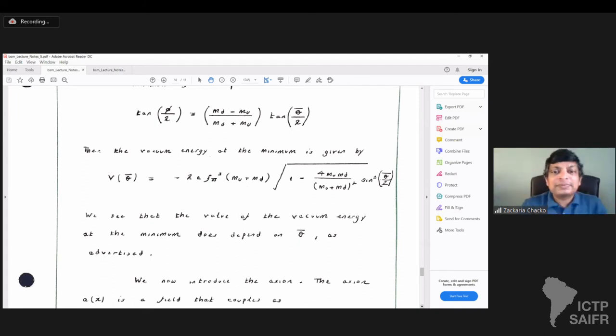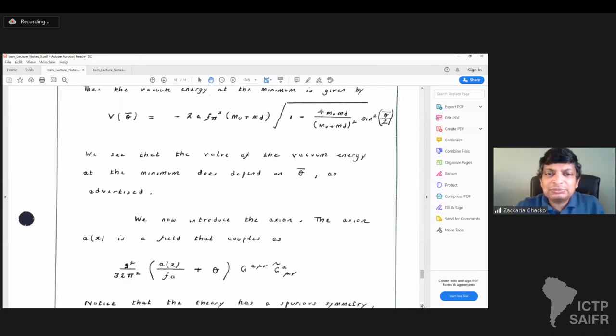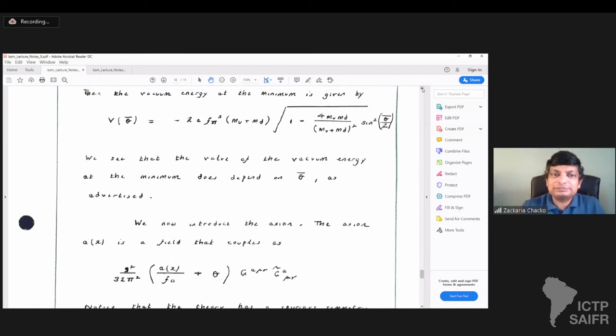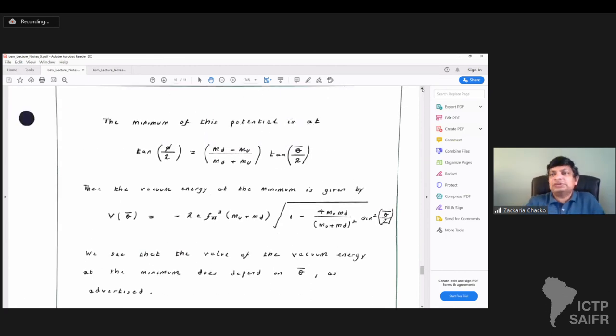And so you see that the value of the vacuum energy of QCD does depend on the value of theta bar, okay? So once you're talking about non-perturbative physics, like the value of the vacuum energy, it is a function of theta bar, okay, as advertised, right? So let me stop here. Okay. I'm about to introduce the axion. So before I do that, let me stop here and ask if there are any questions.